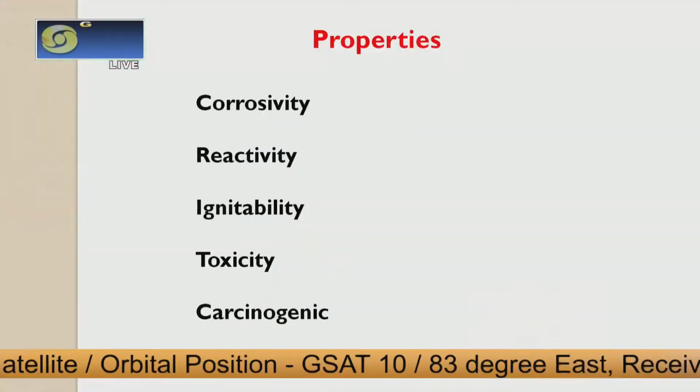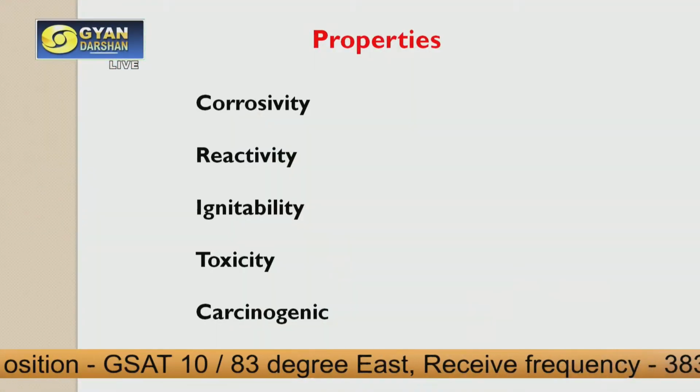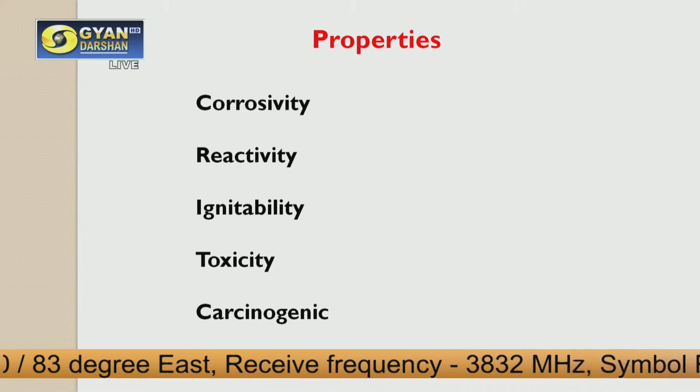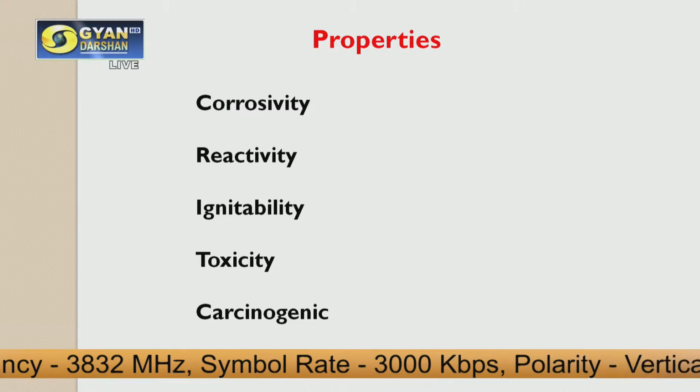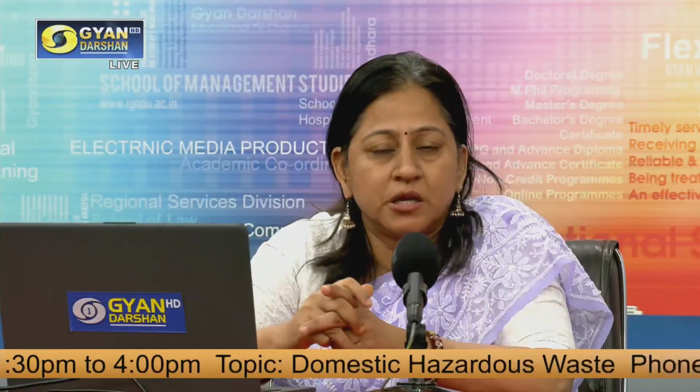So what makes them hazardous? This is very important for us to understand. There are certain properties of domestic hazardous waste. They have certain characteristics by virtue of which they have become so toxic and hazardous that their use, and also their discard after use, if done casually or if mixed with municipal solid waste, can pose a threat. Some of the properties are that they are highly corrosive, reactive, inflammable, very toxic, and carcinogenic. So let us see one by one what these properties are.